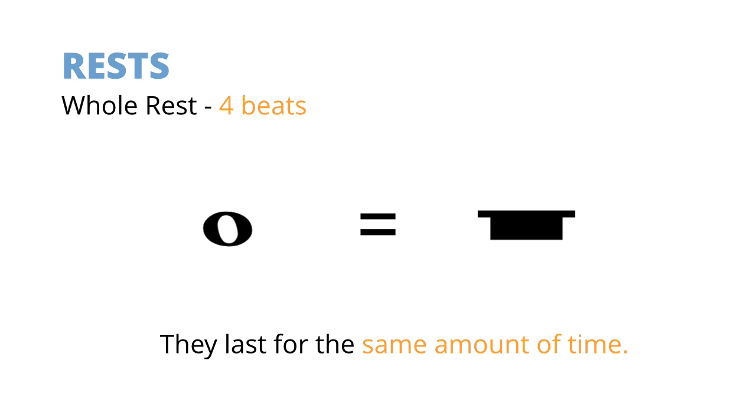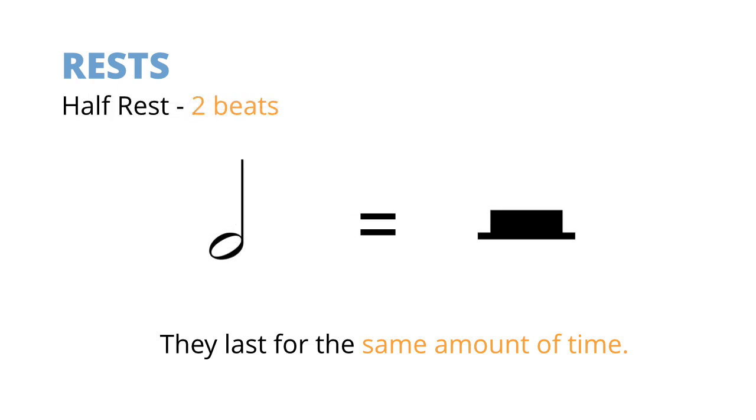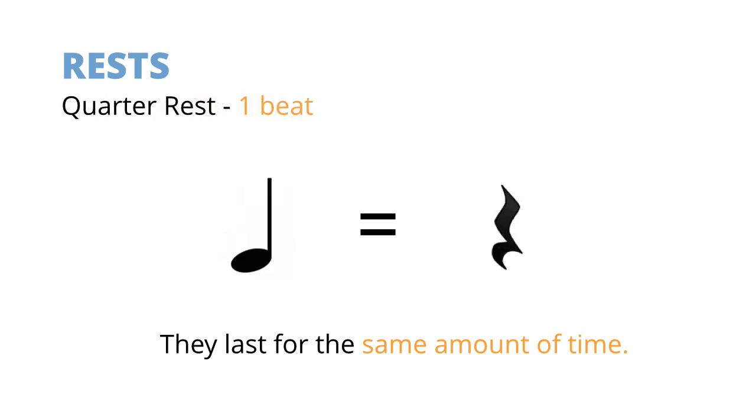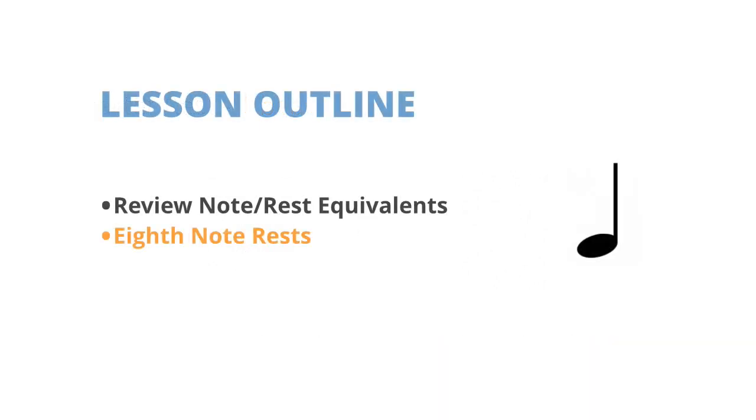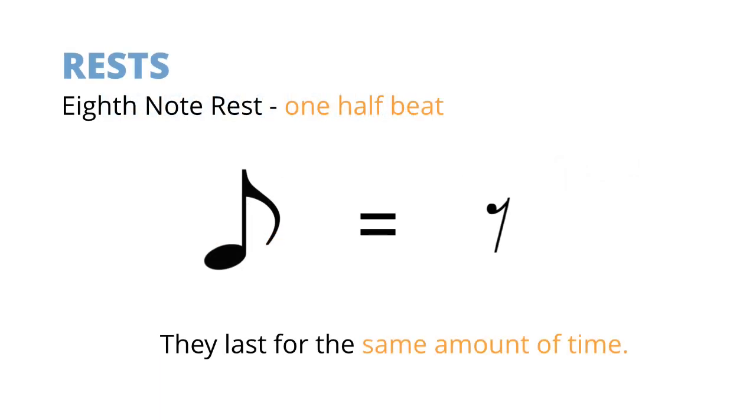A whole rest lasts for 4 beats, like a whole note. A half rest lasts for 2 beats, like a half note. And a quarter rest lasts for 1 beat, like a quarter note. That works the same way with eighth notes. An eighth note rest will last for 1/2 of a beat, just like an eighth note.